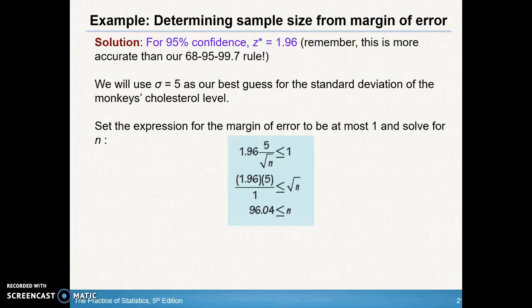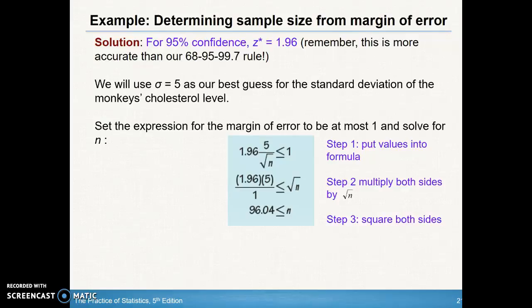So here's our margin of error over here on the right, and this margin of error, 1.96 times 5 over the square root of our sample size, has to be less than or equal to 1. But it can't be greater than 1. So this margin of error has to be less than or equal to 1, because that's what the scientists said they wanted. So now to solve it, you put the numbers in the formula, you multiply both sides by the square root of n, and then you square both sides. And that's how you get this answer.